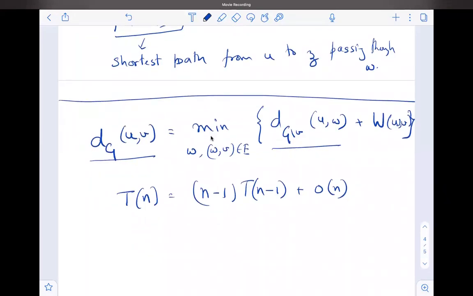So what is this runtime? Shubina, are you there? Yes, sir. What is the runtime of this? How to solve the recursion? Factorial n. T will be basically something like order of factorial n. So this is not good, not the best of the algorithms.